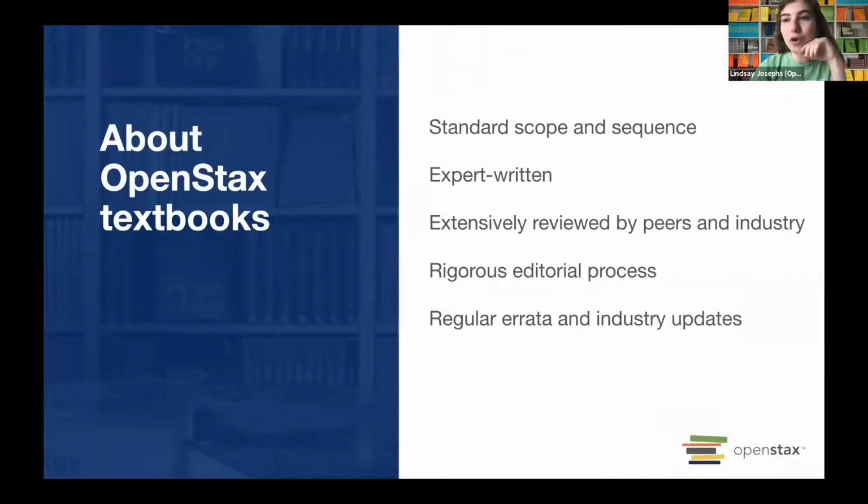As I mentioned before, one of the main components of Openstax is that we offer over 45 textbooks in the areas of math, science, the social sciences, the humanities, business, and college success. All of our books are designed to meet the standard scope and sequence requirements of their respective courses and are written and reviewed by industry experts.